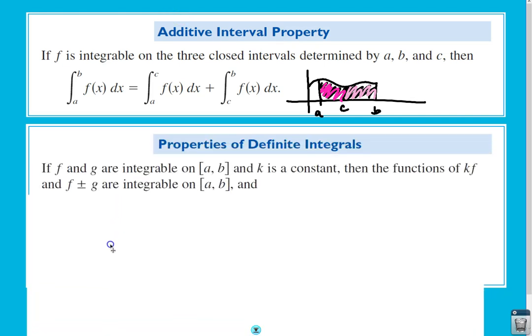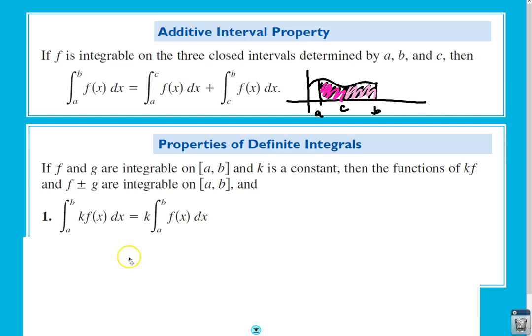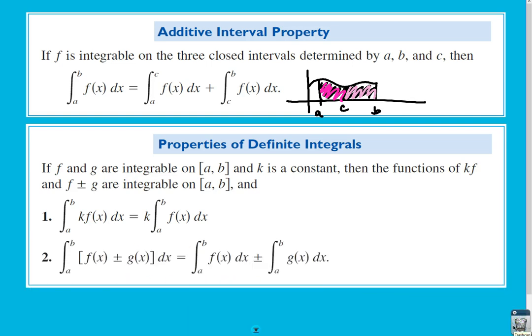Okay, let's see some other properties. If f and g are integrable on a to b and k is a constant, then the functions k times f and f plus or minus g are integrable on a to b, and you have these two properties. This is just a scalar multiple. We did this when we did summations not too long ago. So just like you can have a scalar multiple inside the integral, you can also pull that out front, solve the integral, and then multiply it at the end. Sometimes you want to do one, sometimes you want to do the other. Do you. Whatever's fine.